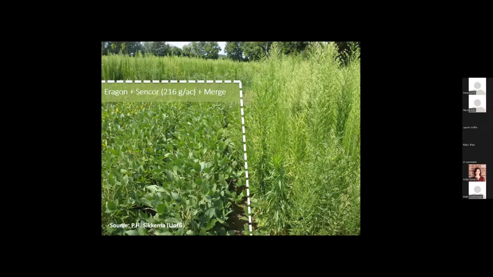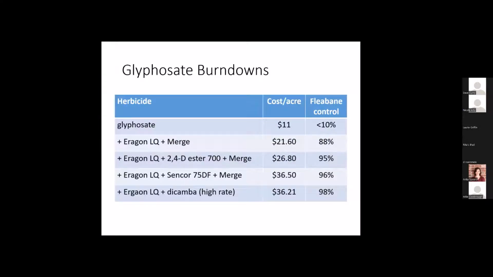And if we break down those different burn down products with and without residual control in terms of cost and in terms of Canada fleabane control, and this comes from work again done by Chris Budd, who is a graduate student out of the University of Guelph Ridgetown campus. You can see here that Aragon, just a contact herbicide, gives us close to 90% control at a $21, $22 per acre price point.